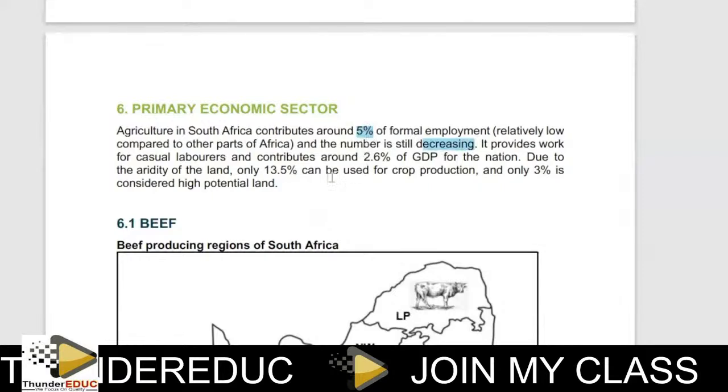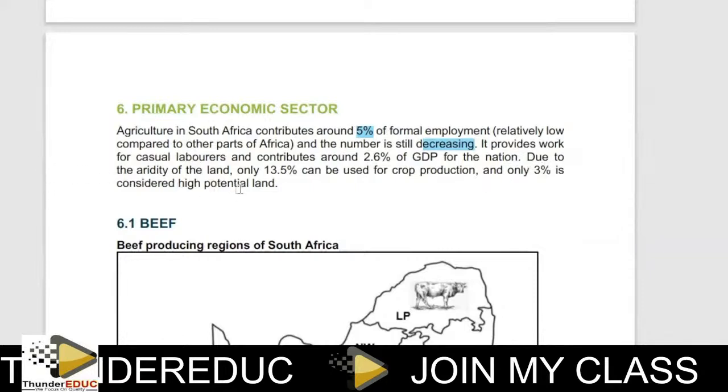The reason being, I've told you that this sector is considered to be a dirty sector, because you go work on the farm and you look at yourself as if you're not educated. So whoever is educated wants to go and work for someone else. It provides work for casual laborers and contributes about 2.6% of the GDP for the nation.